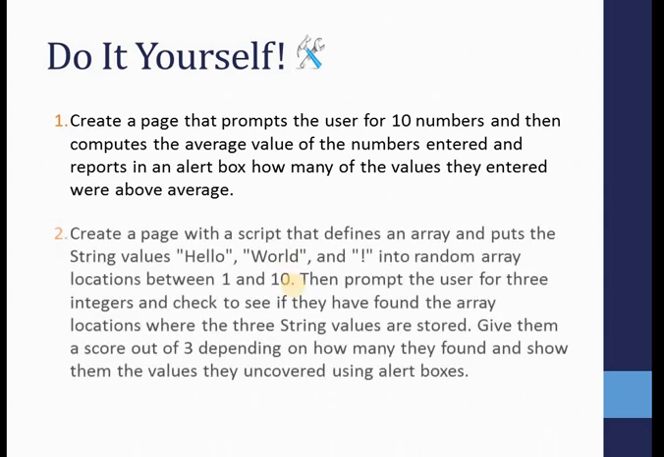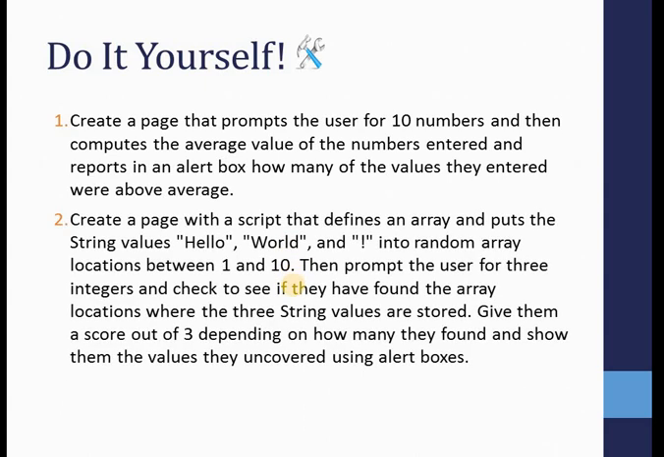Next one is: create a page with a script that defines an array and puts the string values hello, world and an exclamation sign into random array locations between 1 and 10. After that you will ask the user to input 3 integer numbers and check to see if they have found the array locations where the 3 string values are stored. Give them a score out of 3 depending on how many they found, and show them the values they uncovered using an alert box. Now this second exercise is for you. I have faith in you that you will do it.